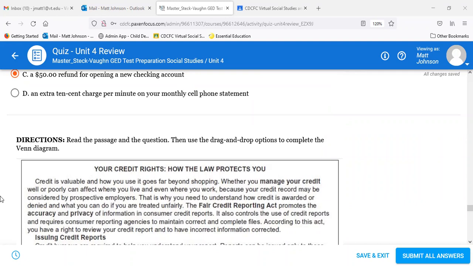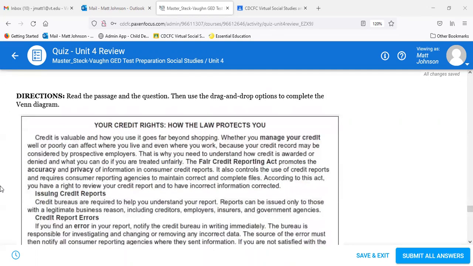Because your credit record may be considered by prospective employers, that is why you need to understand how credit is awarded or denied and what you can do if you are treated unfairly. The Fair Credit Reporting Act promotes the accuracy and privacy of information in consumer credit reports. It also controls the use of credit reports and requires consumer reporting agencies to maintain correct and complete files. According to this act, you have a right to review your credit report and to have incorrect information corrected.